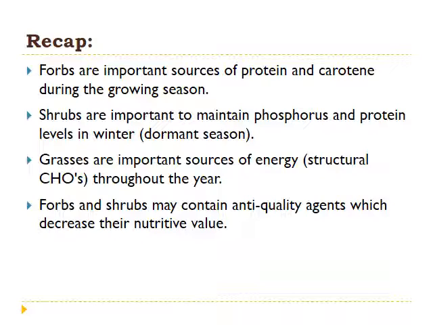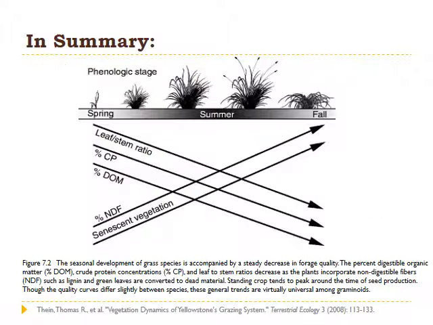Grasses are important sources of structural carbohydrates throughout the year. Remember, they're that standing cellulose that is really an important energy source for ruminants and hindgut fermenters. Forbs and shrubs can contain a lot of anti-quality agents that decrease their forage value, and grasses usually do not. Here's a cool summary graph that I just found in a paper that was talking about the vegetation dynamics of Yellowstone, but I think this graph sort of puts it all together.